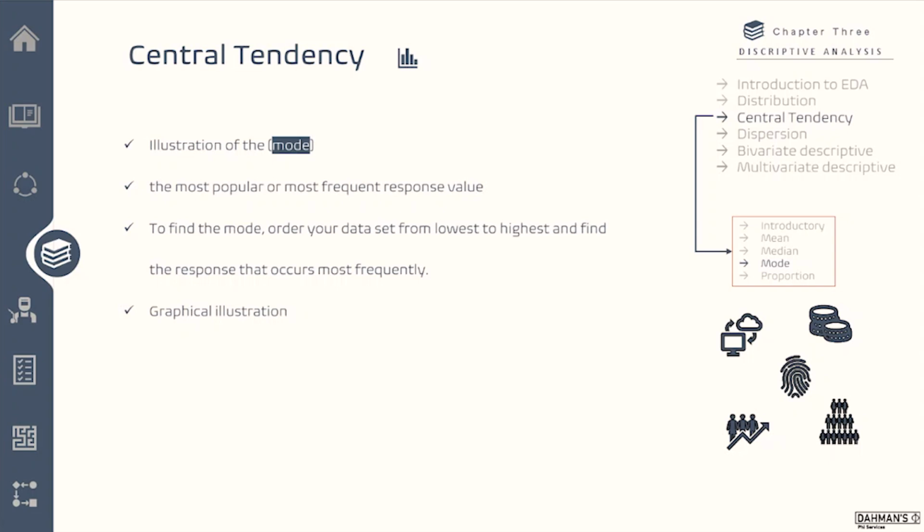Hi, welcome back. So we're in Chapter 3, Descriptive Analysis on the Central Tendency Measurement of the Mode. Let's go ahead and have a visual presentation on that.